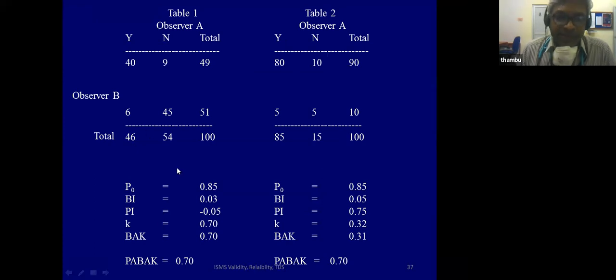Now, an example. Table 1, observer A, observer B. Observer A said yes, 46. Observer B said yes, 49. The agreement between both of them, 40 plus 45, is 85. So the observed agreement is 85. The bias index is 0.03. The prevalence index is 0.05. The kappa was 0.7 when calculated. The bias adjusted kappa came to 0.7.